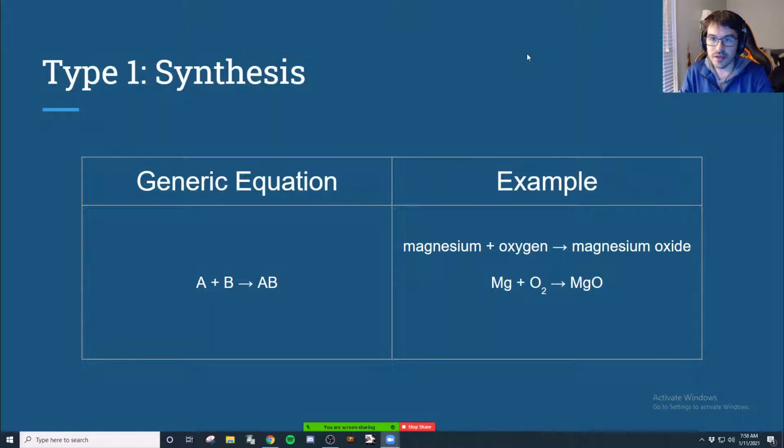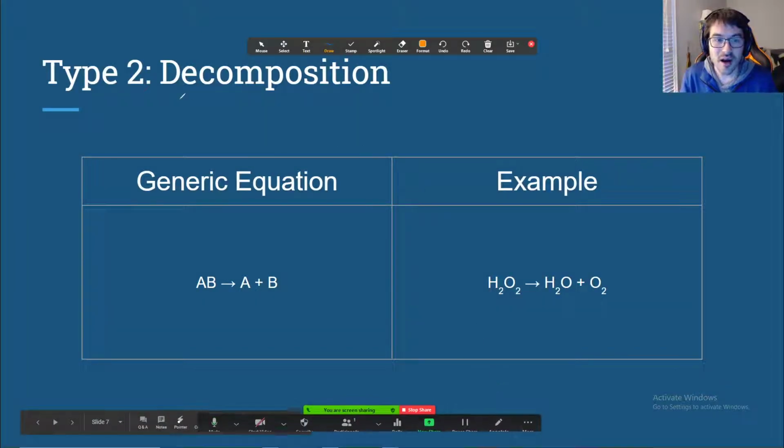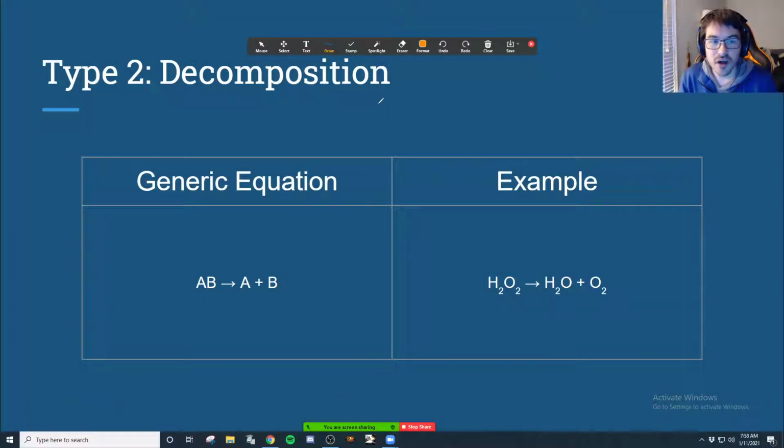All right, the next type is the opposite of a synthesis reaction, decomposition reactions. Decomposition, you guys probably know this, right? Decomposition means like to break down or to fall apart, something like that. So a decomposition reaction is exactly the opposite of a synthesis reaction. One reactant, one thing on the left, breaks apart into two or more separate components.